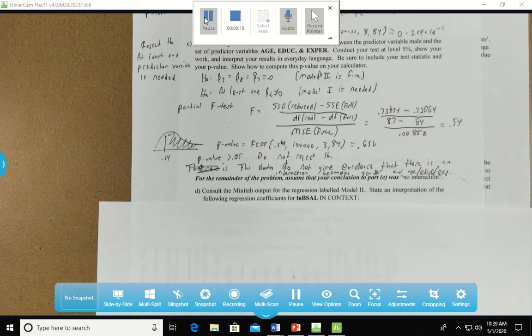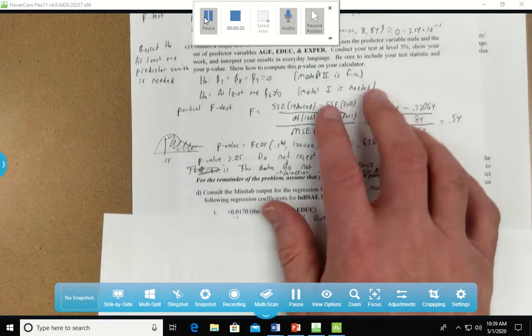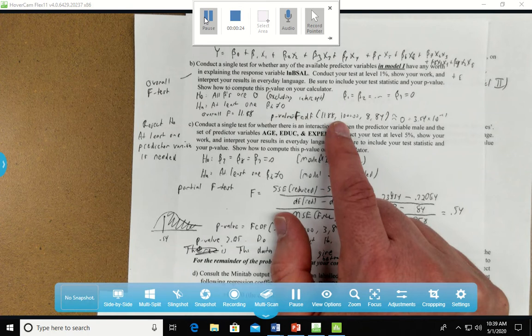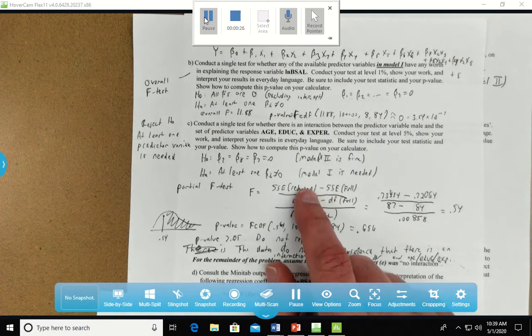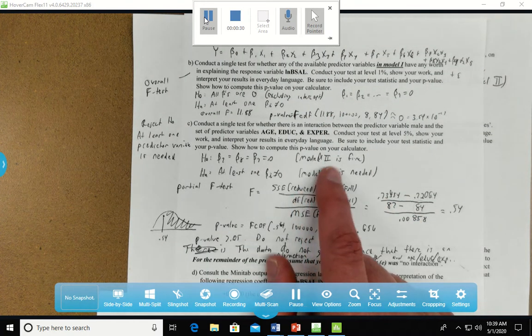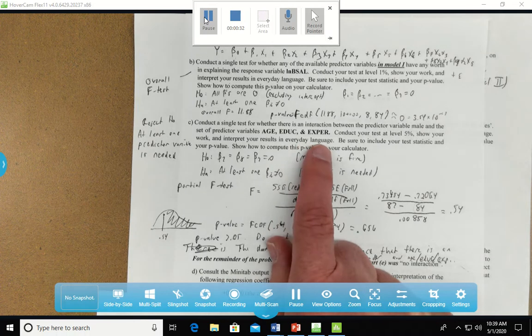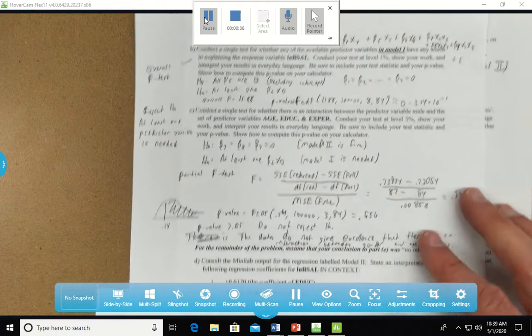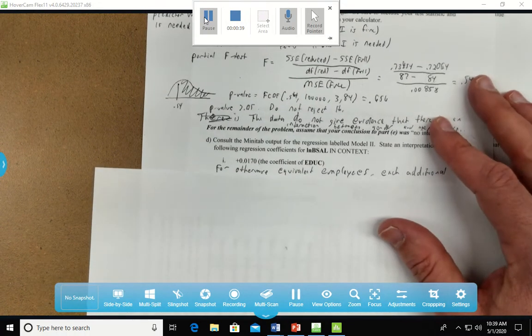Last time, we did an overall F test to see if any of the variables had any utility, and they did. And the second one is, are the interaction terms necessary? That is, are they confounded? Are age, education, experience confounded with the gender part? So now let's answer some questions here in context.